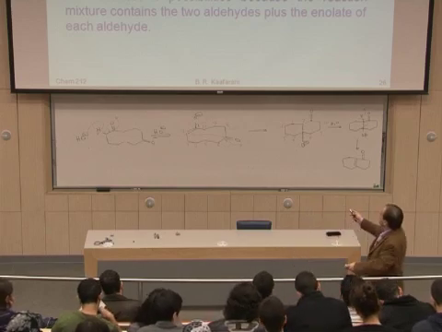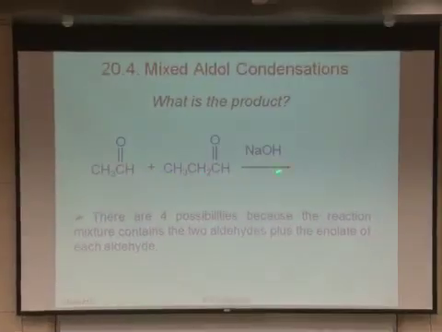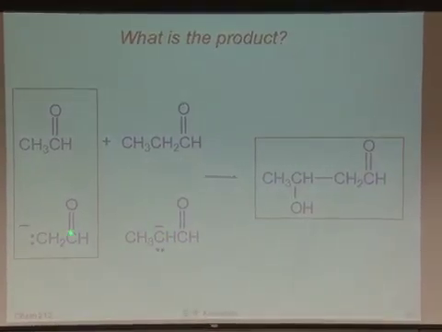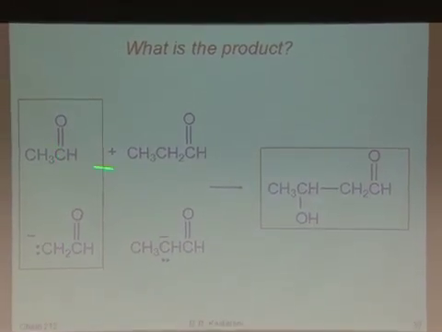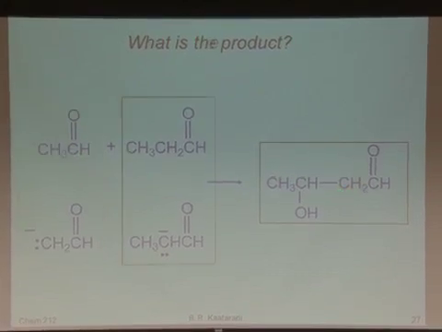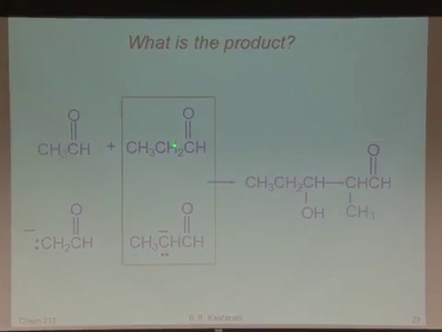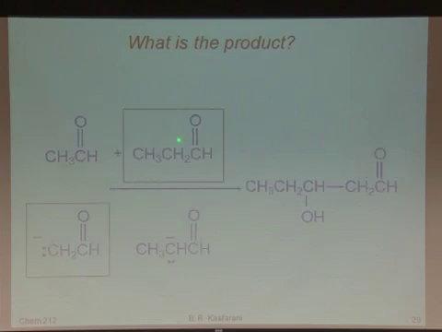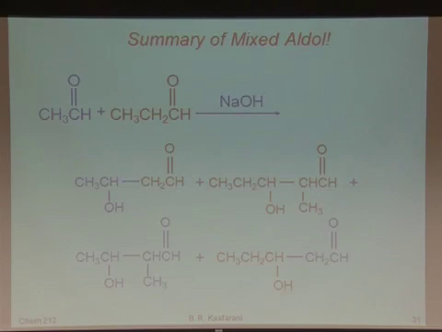So if you are having 2 aldehydes with sodium hydroxide, you are going to form 2 enolates. This enolate can attack this aldehyde and you will get this aldol product, or this enolate can attack this aldehyde and you will get this aldol product, or this enolate can attack this aldehyde and you will get the third, or this enolate can attack this aldehyde and you will get the fourth. So basically you are getting 4 aldol products.